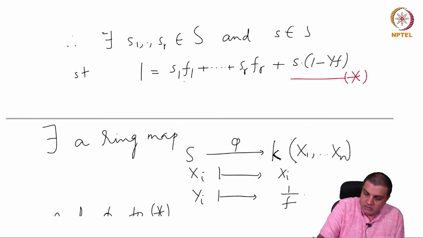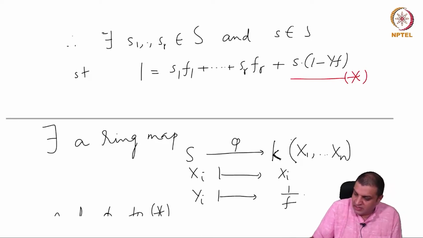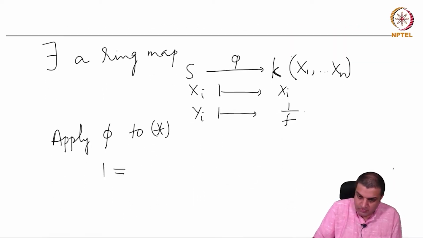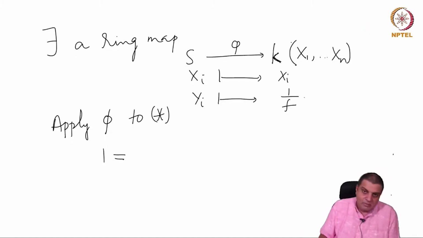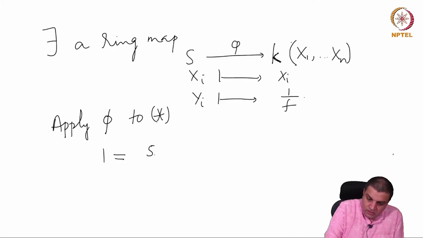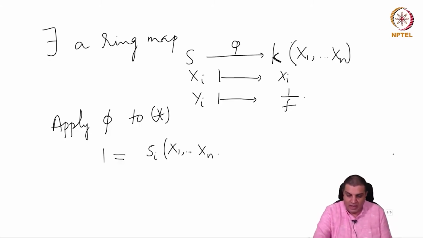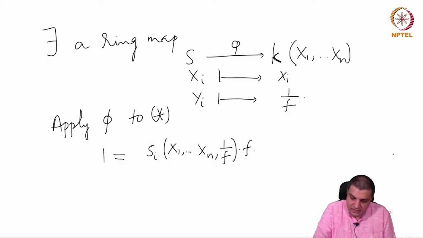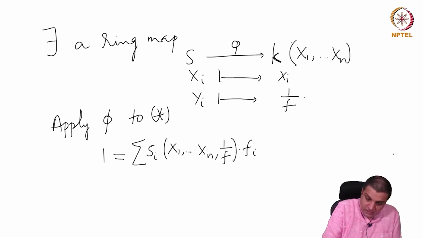Okay. Fi is just Fi. Fi involves only the x's, and xi is mapped to xi, so that is just Fi. But on the other hand, what does Si go to? Si is a polynomial in n plus 1 variables, the x's and y, and y becomes 1 over f. Fi is unchanged, and so this is the first part.